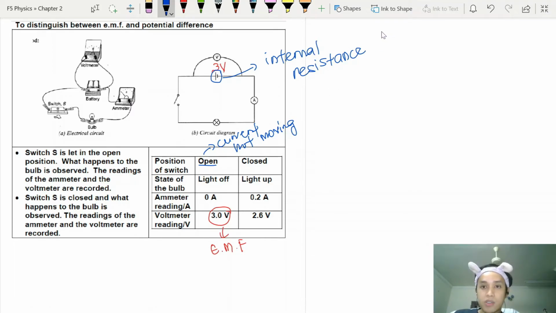Let me just write it for you here. External resistance, this one is referring to the circuit resistance.